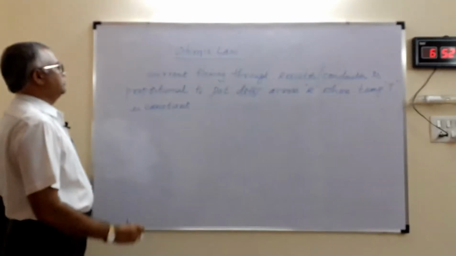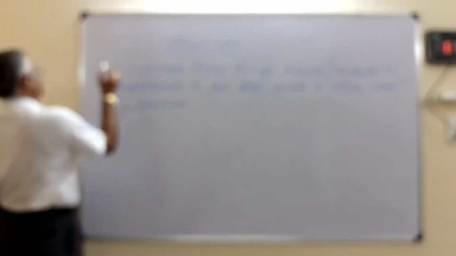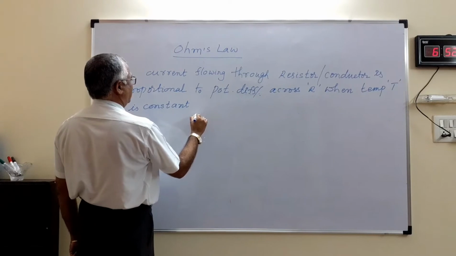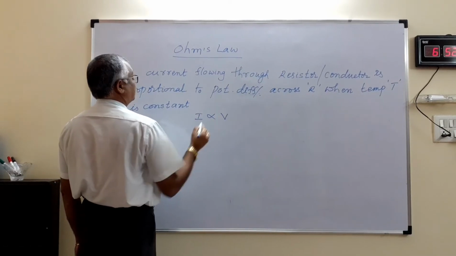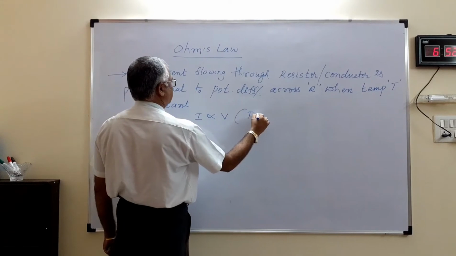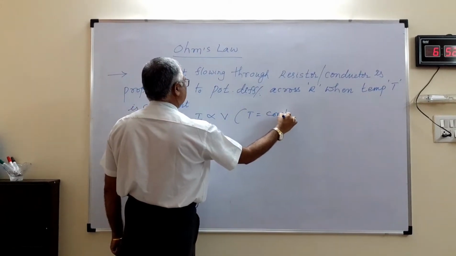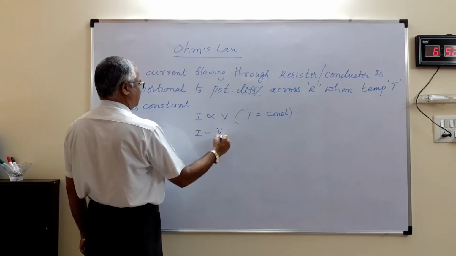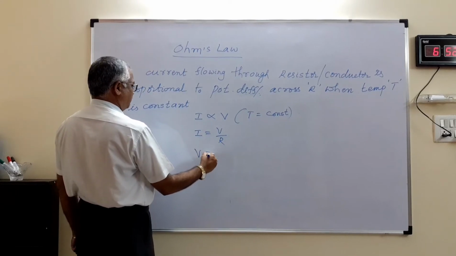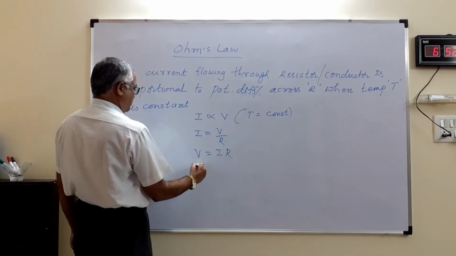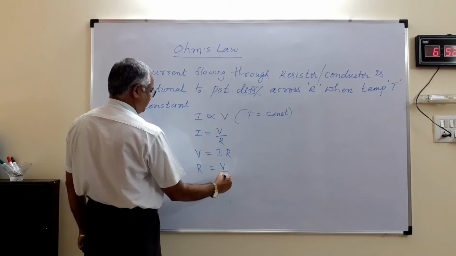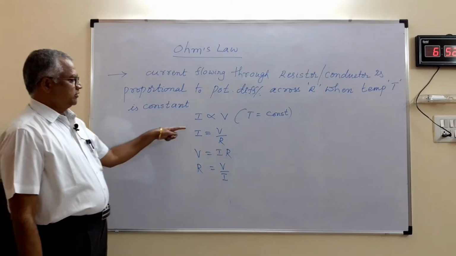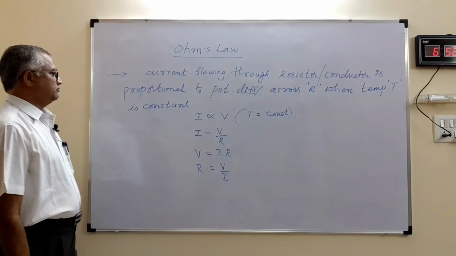So this is a very important statement. This way, mathematically, I is proportional to V when T is constant. From this we can say I equal to V by R, V is equal to IR, R is equal to V by I. So these are the three different shades of Ohm's law.